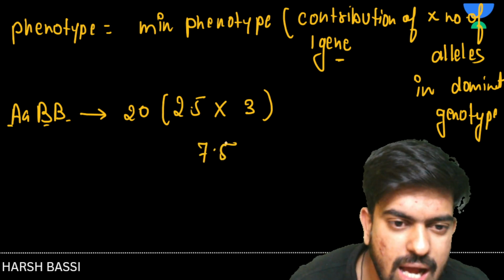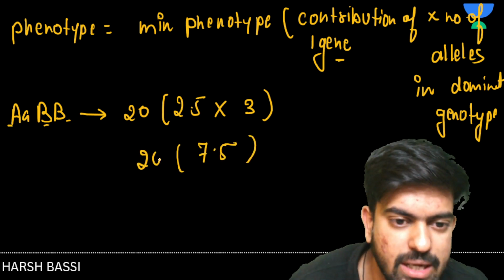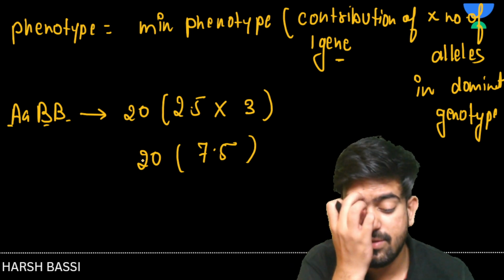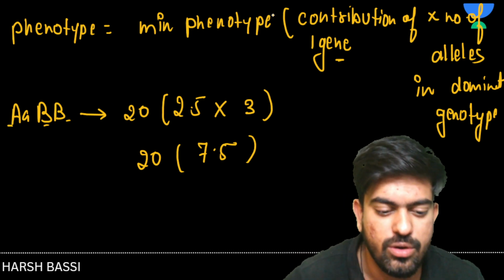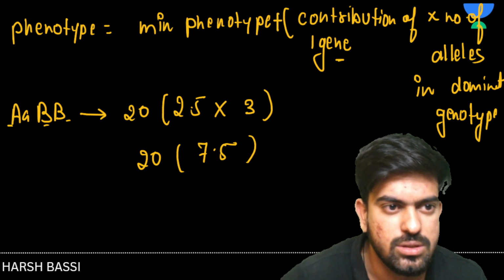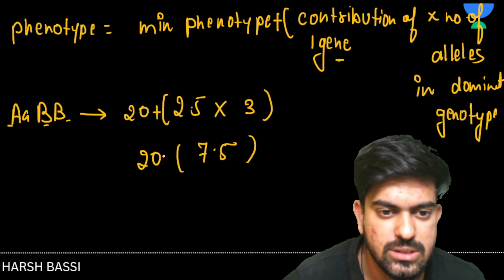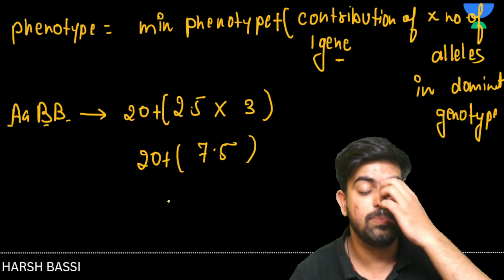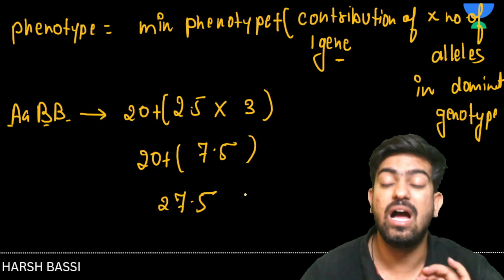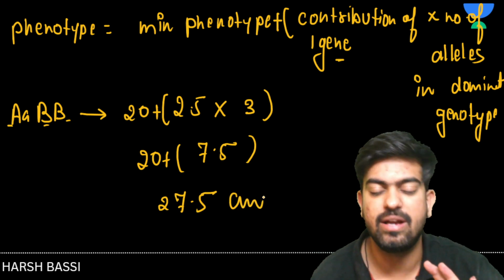Okay, and 7.5 and 20. Oh, sorry, children, sorry. Here it will be plus. It will be plus, not multiplication. Okay, it will be plus. So here the phenotype, the height, will be 27.5 centimeter.